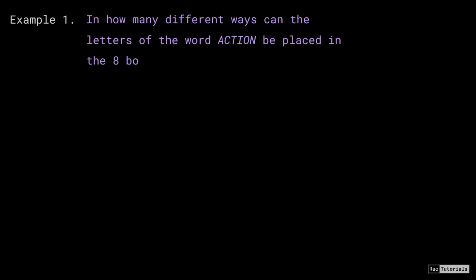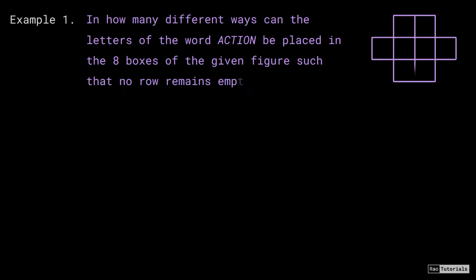The first question is, in how many ways can we place the letters of the word action in the 8 boxes of the given figure, such that no row remains empty? There are 6 distinct letters in the word action, and we need to put them in the given 8 boxes in all possible ways such that no row remains empty.